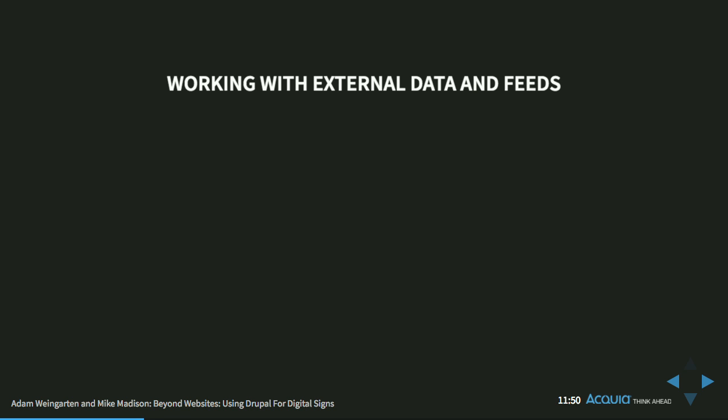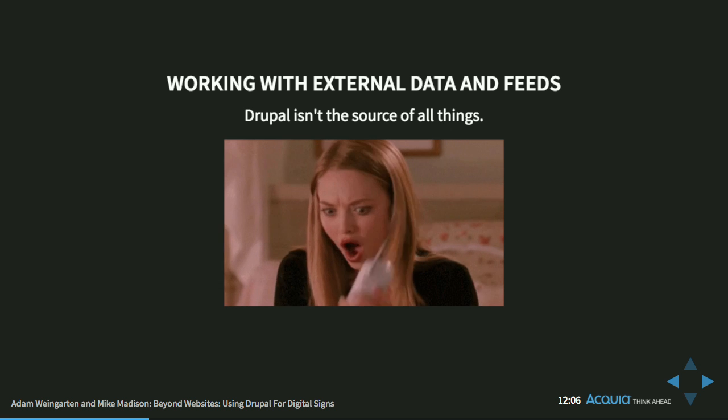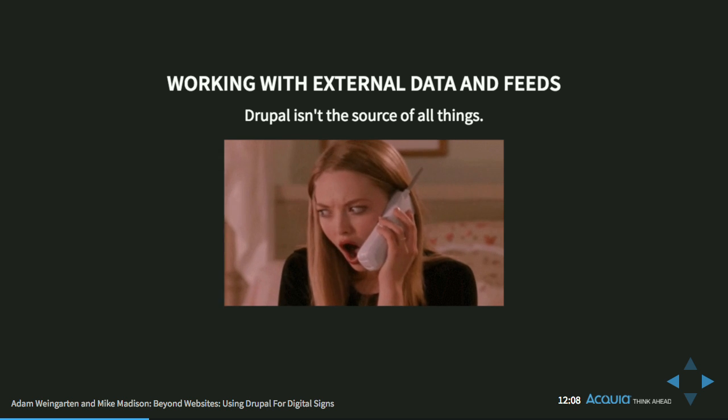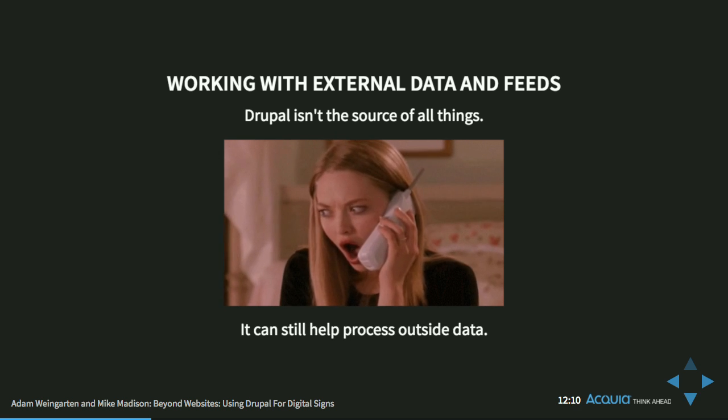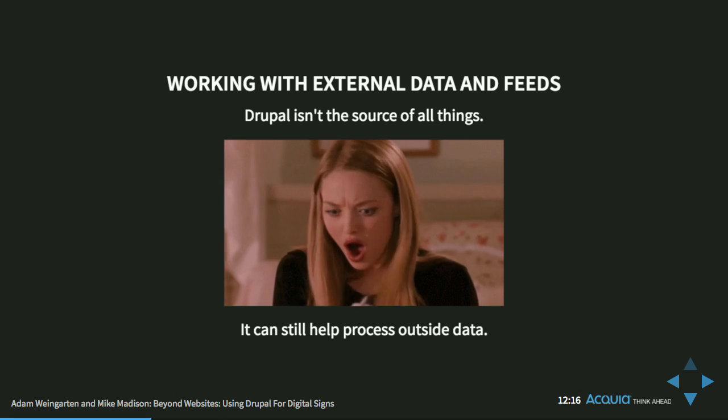So, as with the modern web, we're constantly seeing that Drupal is not always going to be the only data that you have, right? You may have some additional data coming from other places, and Drupal may not even know about some of that other content. Drupal may not even touch it, and that's okay. But the really cool thing about the content model that Adam was just talking about is you can still use Drupal to inform the parsing of that data.